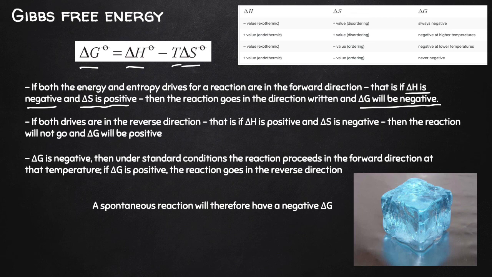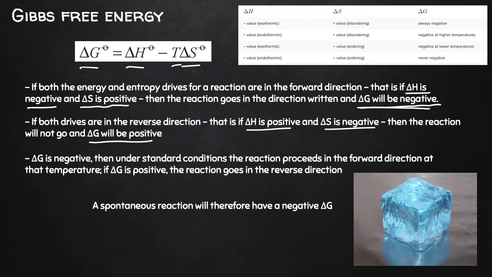If we have the opposite and we have a positive delta G value, it means that it's going to be absorbing energy and we're going to have to continually apply heat or energy to that particular reaction to sustain it. Negative delta G is a spontaneous reaction. So let's look at the opposite here. If both drives are in the reverse direction, so we've got an endothermic reaction or a positive delta H, and we have a negative delta S, so we're creating order, the reaction is not going to go as written, and delta G will be positive.